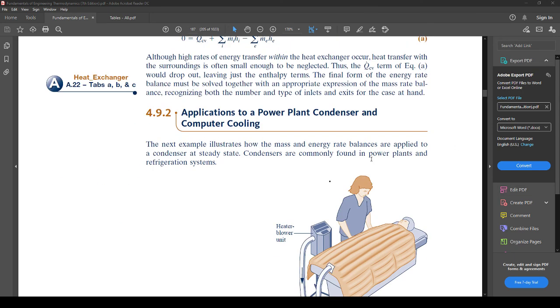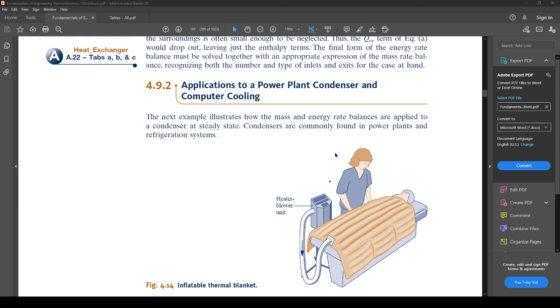And so then we have applications to power plant, condenser, and computer cooling. Since my computer is next to me, and I'm sure a lot of you have your own nice computer, you probably know how a lot of these things work. But specifically, condensers. We've talked a little bit about how condensers might work. It is a heat exchanger. They exist in your refrigeration cycles. They also exist in power plants. And they do the same thing in both of them.